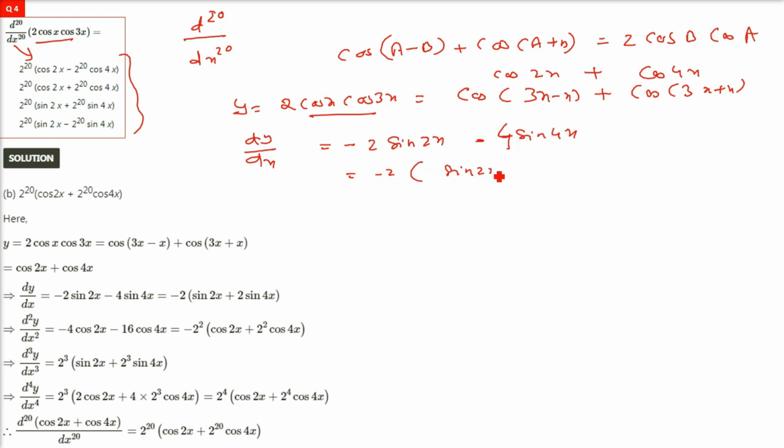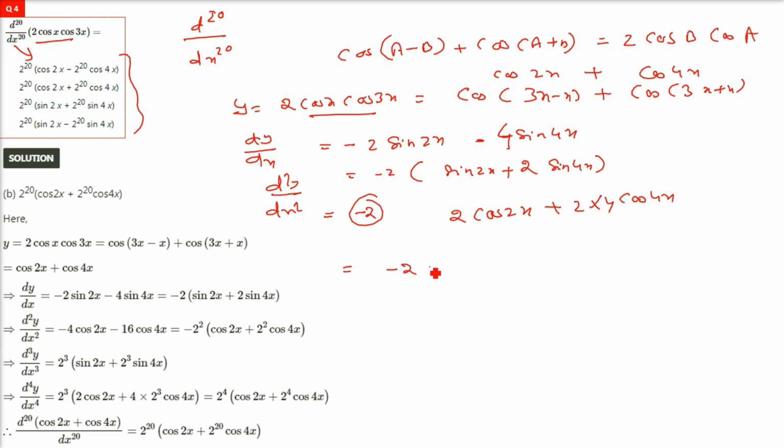This is the odd differentiation, the first differentiation. So minus 2 I have taken out, and then sin 2x plus 2 sin 4x. Then d2y by dx2, this is the even differentiation. Minus 2 was already outside, sin 2x gives cos 2x, 2 will also come here because differentiation of 2x is 2. Then sin 4x gives cos 4x, then differentiation of 4x is 4. Now just take 2 again outside. So you have minus 2 here, 2 taken out. What is inside? Cos 2x plus 4 cos 4x.